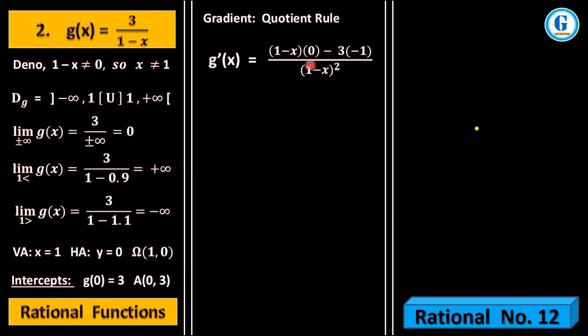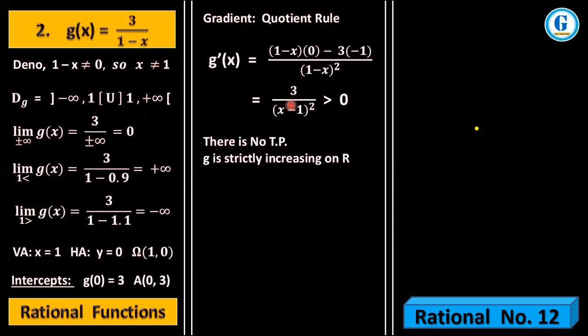All that on the bottom squared. So this gives us 3 over (x minus 1) all squared. And from here, you can say the numerator is positive always. The denominator is also always positive because it is squared. And therefore, this gradient function is always greater than 0, or is always positive. Therefore, this curve is strictly increasing, unlike the previous example, which was strictly decreasing. This one is strictly increasing.